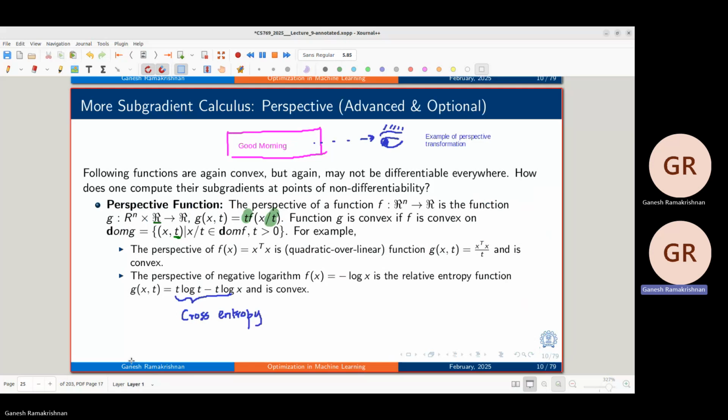For example, for minus log x, the perspective transformation is the cross entropy, relative entropy function, right? So what does this mean? This is called cross entropy. Cross entropy is used extensively in classification. So it's a perspective transformation of the negative logarithm. So log or negative logarithmic operators you'll find often when you look at likelihood, right? You're trying to maximize the likelihood of some observation.